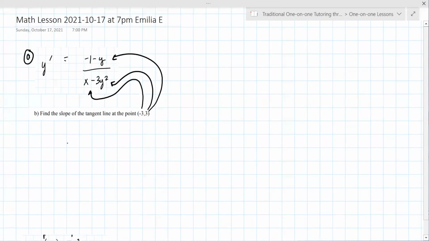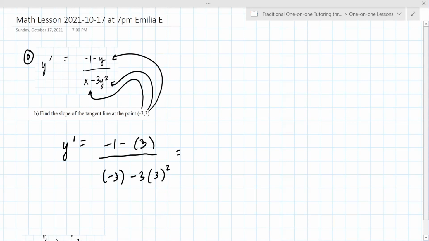Yeah. So now y prime equals (-1 - 3) over ((-3) - 3 times 3 squared). So lots of threes. And I like to put in parentheses when I substitute. I think that's helpful, especially with signs. So on the bottom here, it's (-3 - 3) squared is 9 times 3, so minus 27. So this is -4 over -30, which reduces to 2 over 15. So part B is always to put the numbers back into the one you just got.